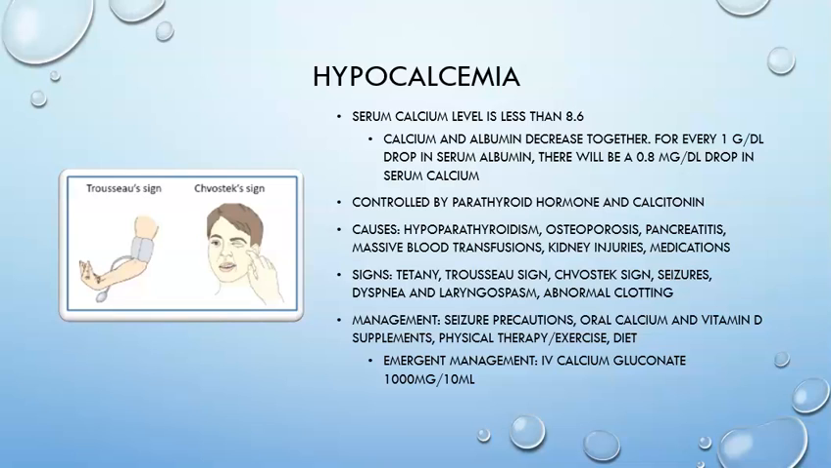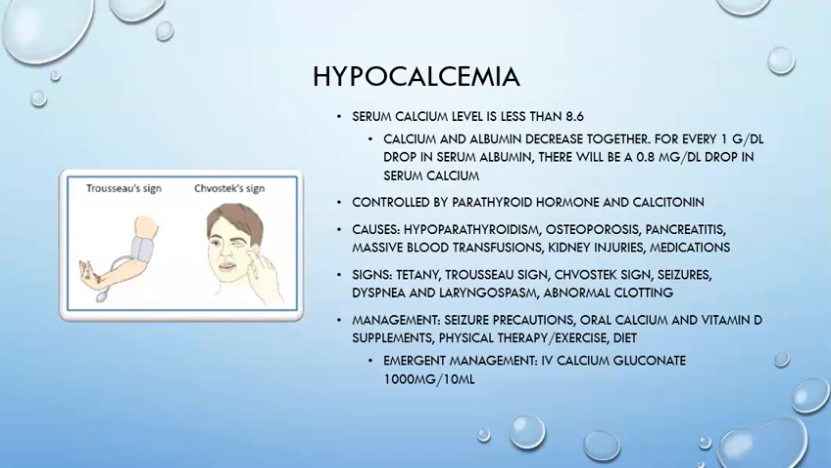Hypocalcemia. This is when your serum calcium level is less than 8.6. Calcium and albumin go down together, and for every 1 gram per deciliter drop in albumin, there's a 0.8 drop in calcium. Your parathyroid hormone and calcitonin control these. Patients with hypoparathyroidism, so their parathyroid glands aren't working appropriately, and patients with osteoporosis or pancreatitis can also have hypocalcemia.